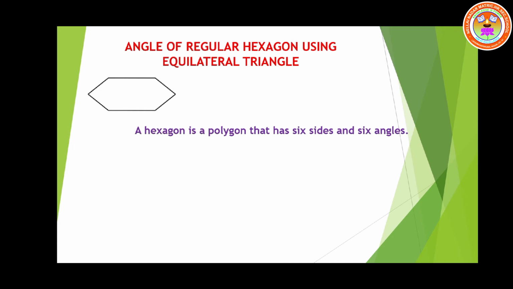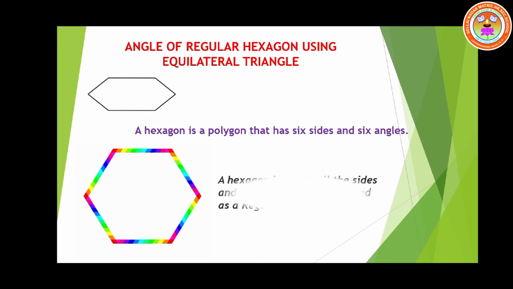Now we talked about a regular hexagon, so let us know what a regular hexagon is. A hexagon in which all the sides and angles are equal is called a regular hexagon. Similar to an equilateral triangle, here also the angles and the sides are equal. In an equilateral triangle also the angles and the sides are equal in measurement. Now we are going to find the angle of a regular hexagon using an equilateral triangle.